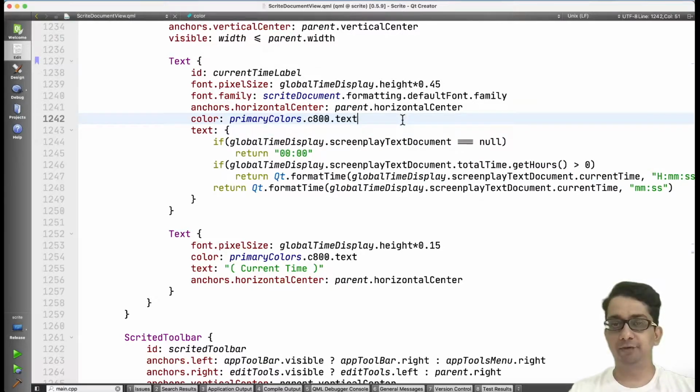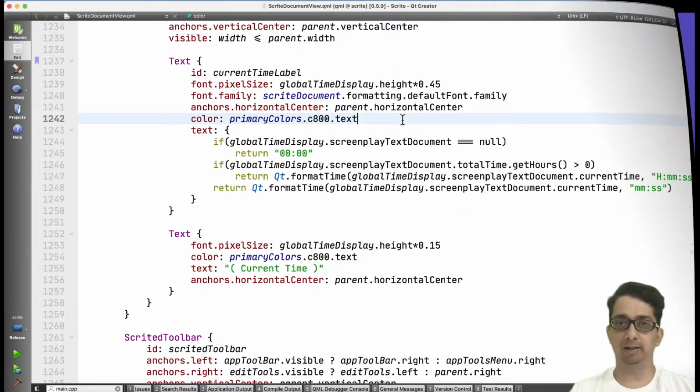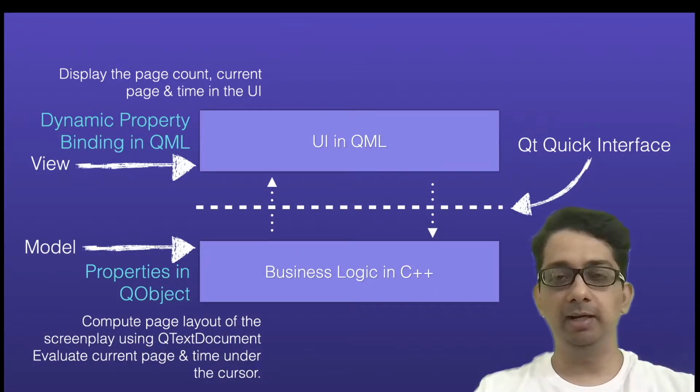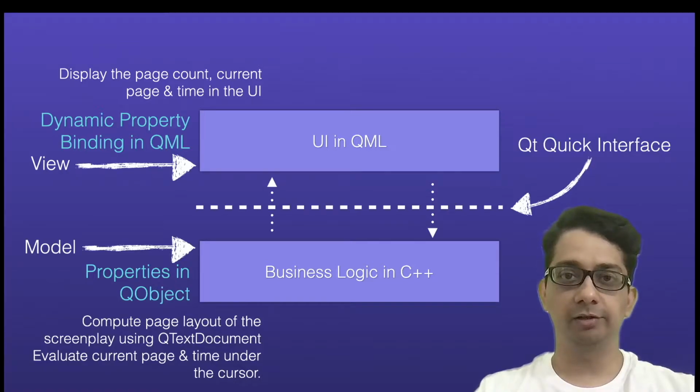Now this gives you a sense of the Qt Quick interface that allows us to communicate between the C++ backend and the UI frontend, which is in QML. In summary, properties in QObjects and dynamically binding those properties in QML is one kind of model view infrastructure provided by the Qt Quick interface.